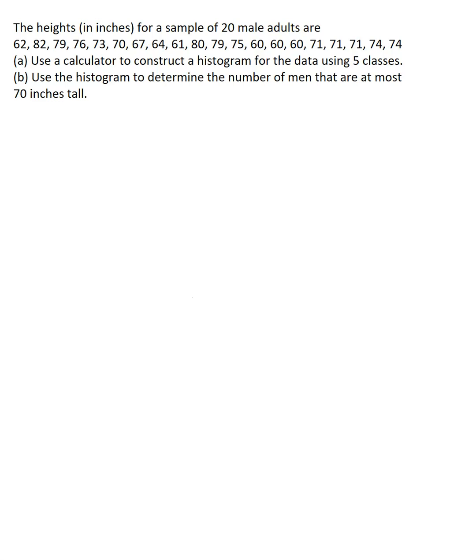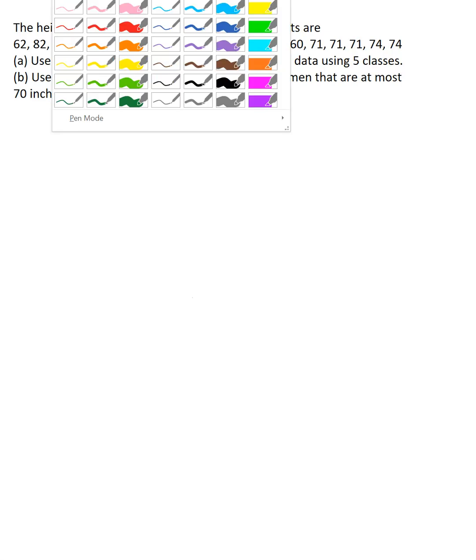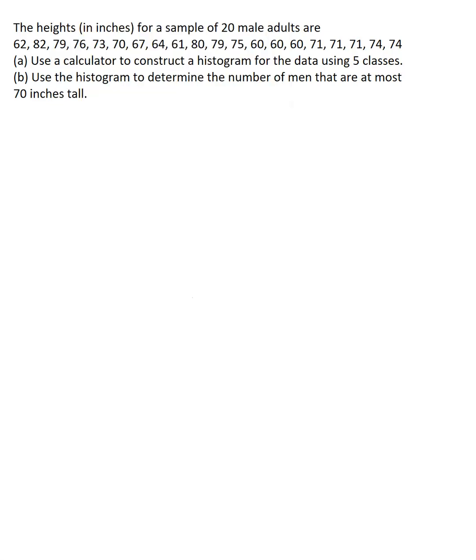The problem says that the heights in inches for a sample of 20 male adults are this. Use a calculator to construct a histogram for the data using 5 classes. 5 classes is the most popular, reasonable number of classes we usually like to have. So that's part A. Part B says use the histogram to determine the number of men who are at most 70 inches tall.